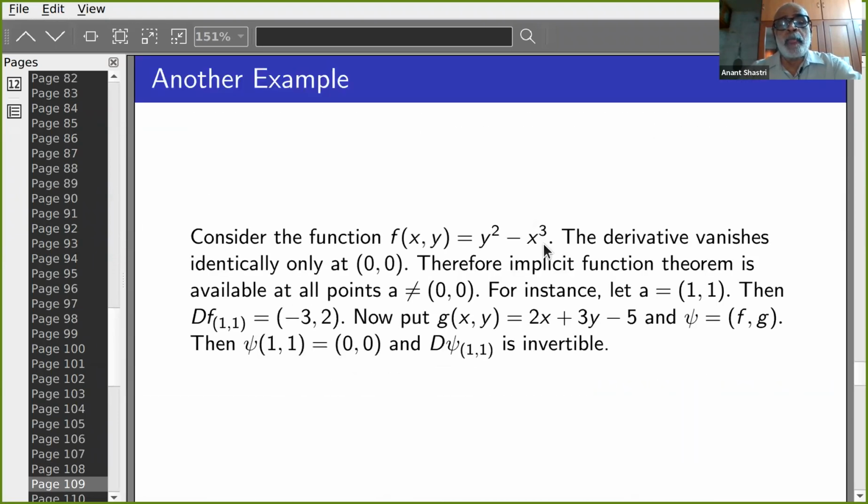Here is a little more complicated example. Look at the curve f(x, y) equal to y squared minus x cubed. I mean, the function is this one, and the curve is y squared minus x cubed equal to 0. Take this function. I want to take the curve y squared minus x cubed equal to 0. Can you plot the curve? Have you seen this one before?